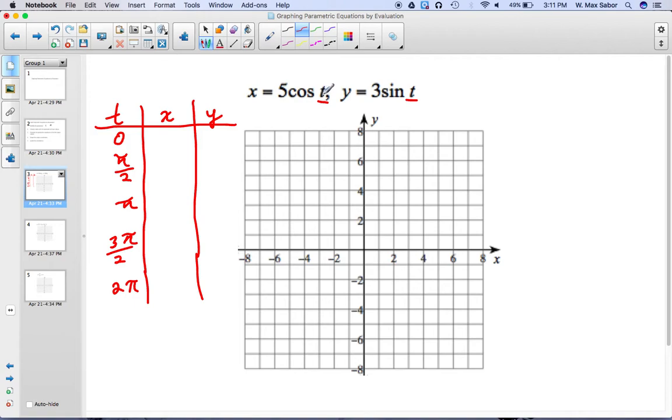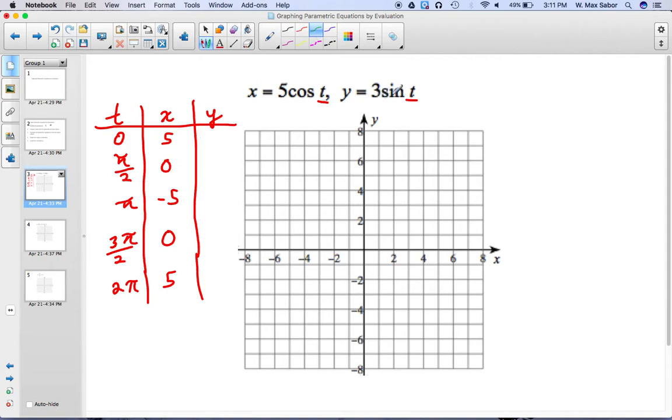So let's plug in 0. We plug in 0, we get out 1, so times 5 is 5. Plug in pi over 2, we get out 0. Plug in pi, we get out -5. Plug in 3 pi over 2, we get out 0. Plug in 2 pi, we get out 5.